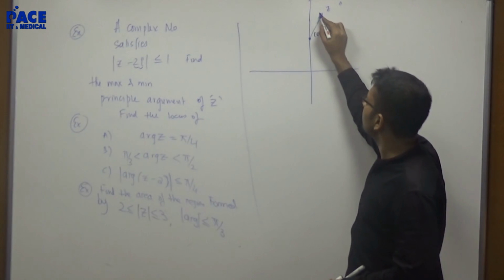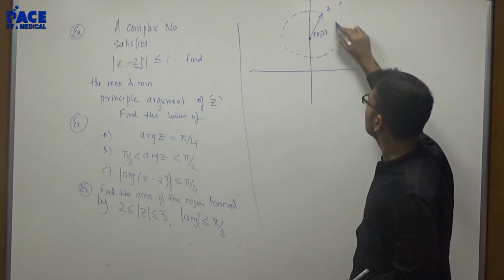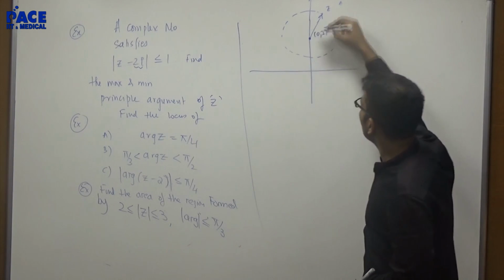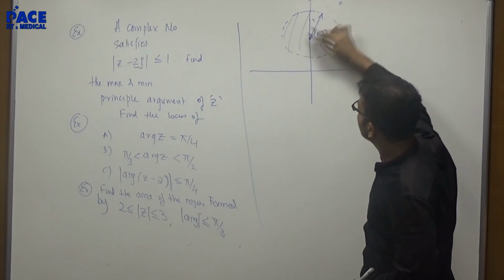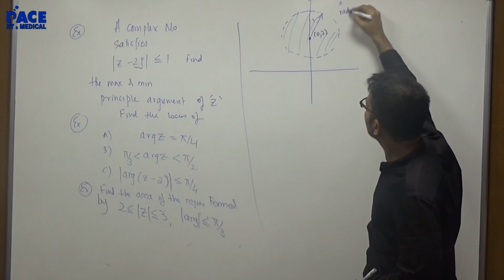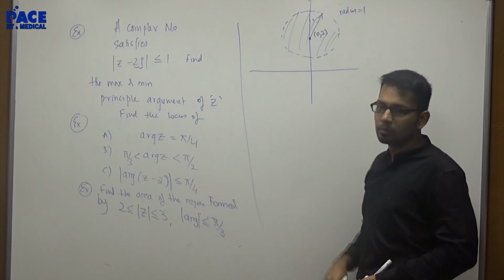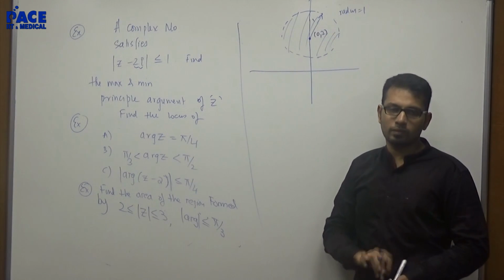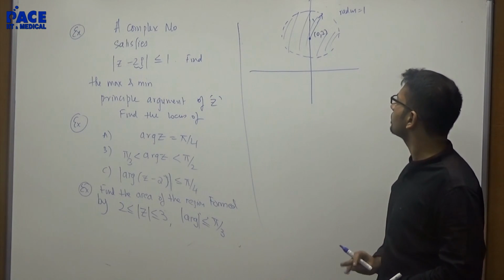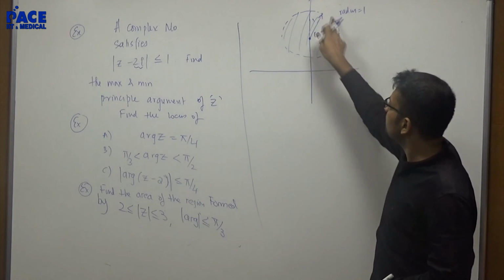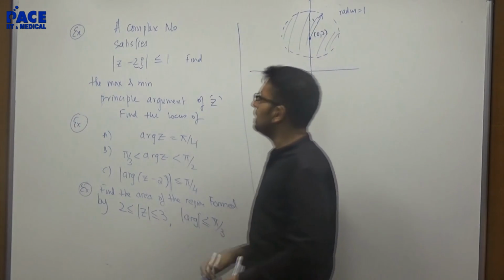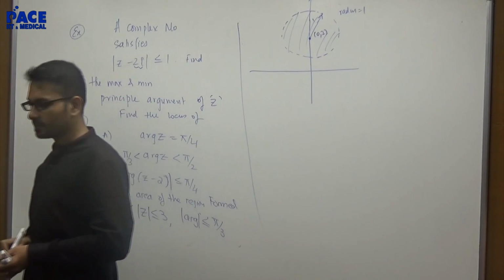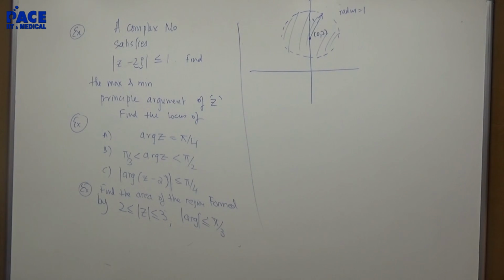It's the area inside the circle. है ना? Of radius 1. Could be anywhere inside this circle of radius 1. Are you getting it? Because distance from that point is less than 1. समझ में आ रहा है? Now, Z can be anywhere on this. You need to find the maximum and minimum principal argument. करो. समझ में आ रहा है?